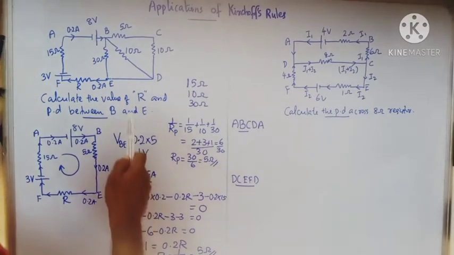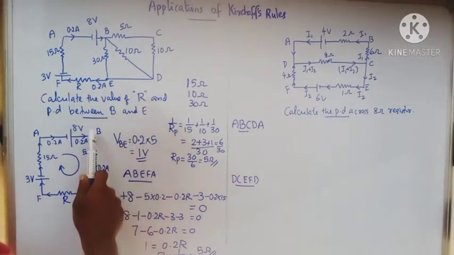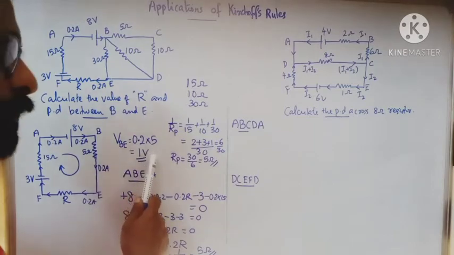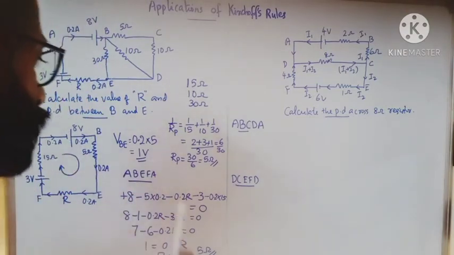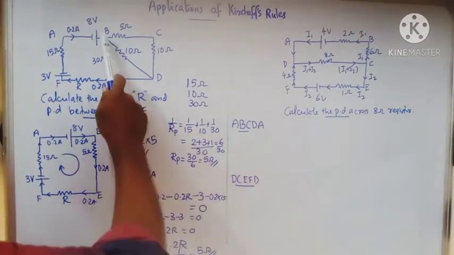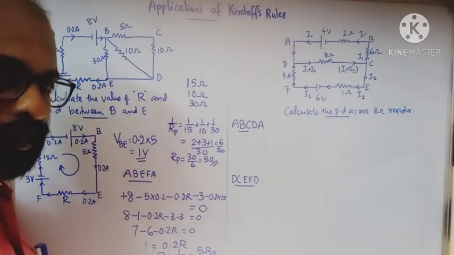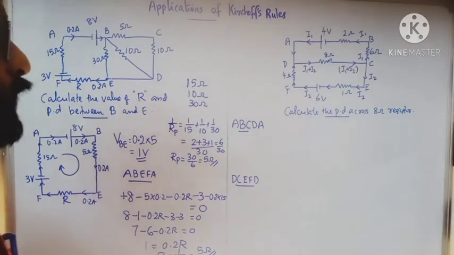So we got the value of capital R as well as the potential difference between B and E. What's the value? It will be 1 volt. 1 volt is the potential difference between the terminals B and E. Okay. Now we go to the next problem.